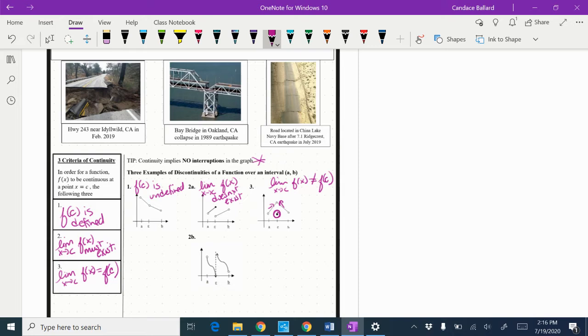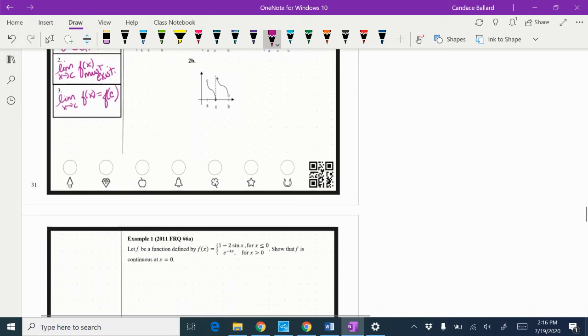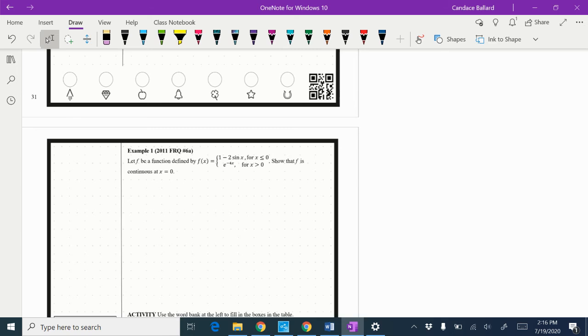Now, you don't always have the picture. Like in this first one, we don't have the picture, but we're still going to be able to tell if it's continuous or not. So we're going to apply the 3 criteria that we just wrote down. So this was an actual free response question in 2011. It was just part of the free response question. They're typically broken into 3 or 4 parts.